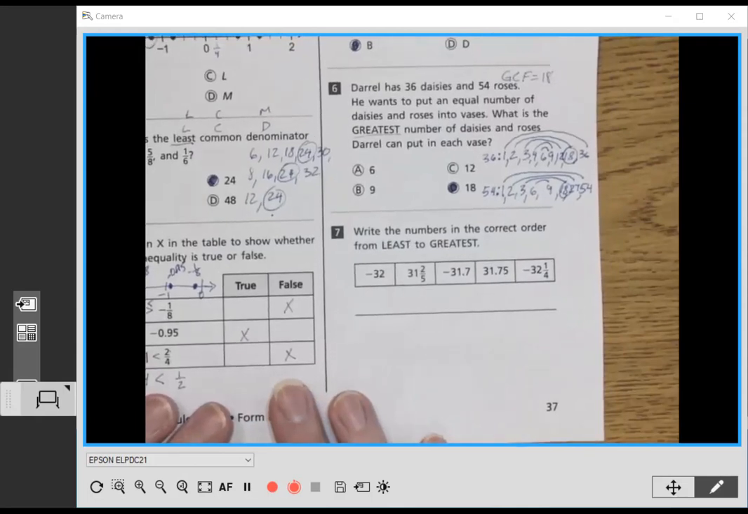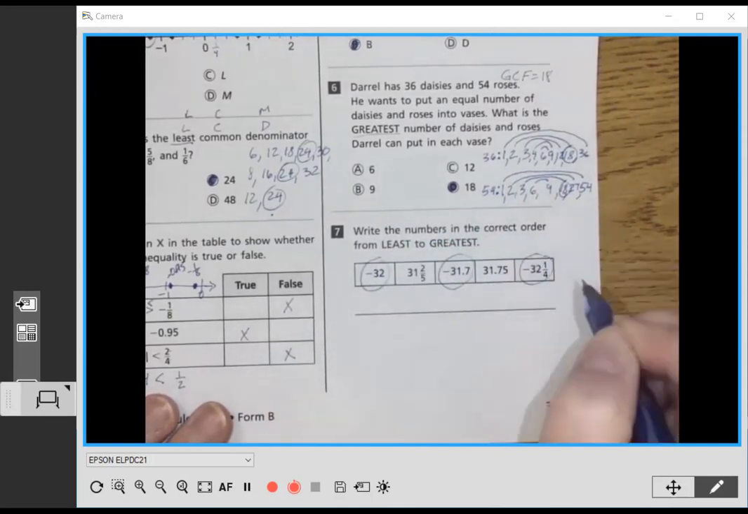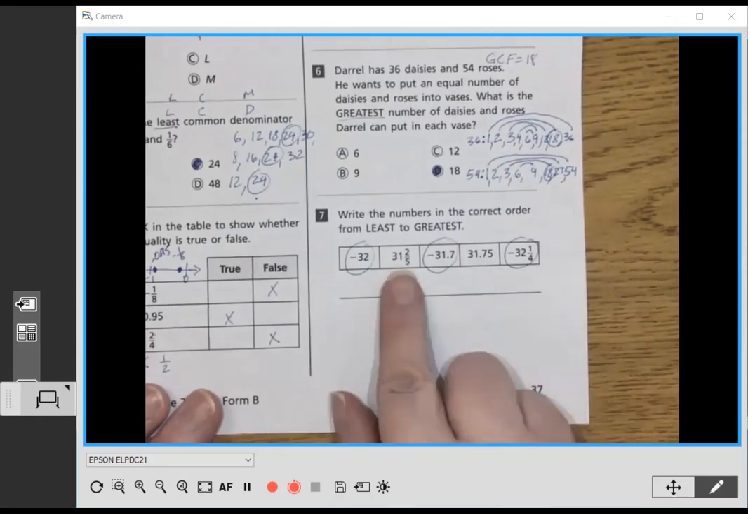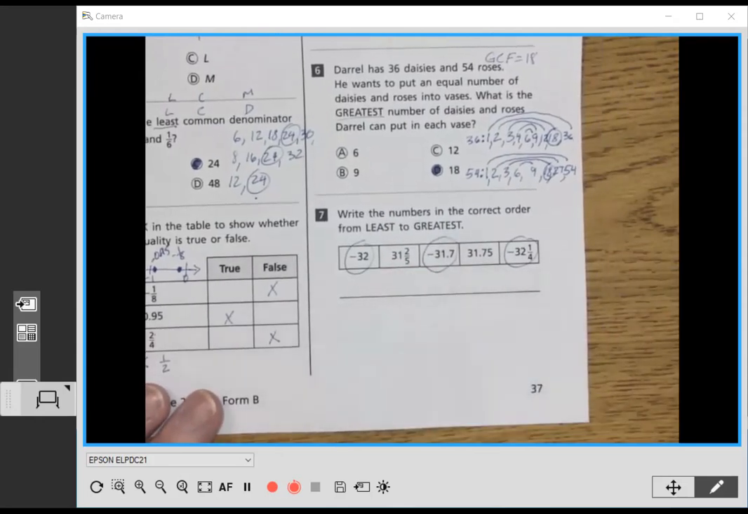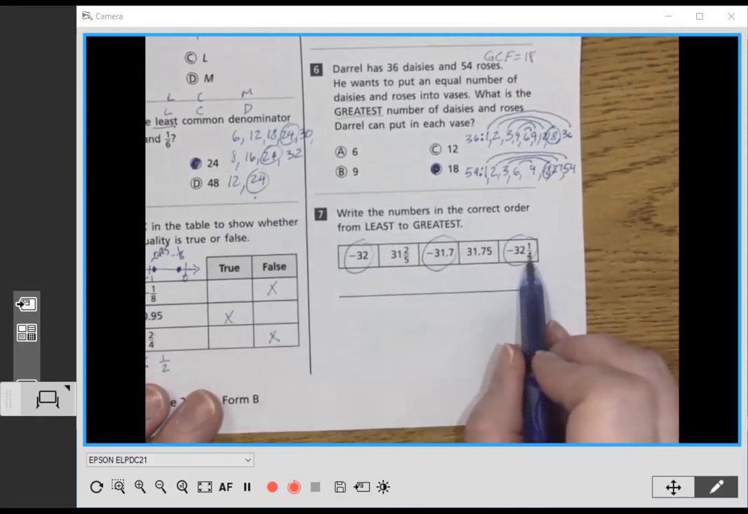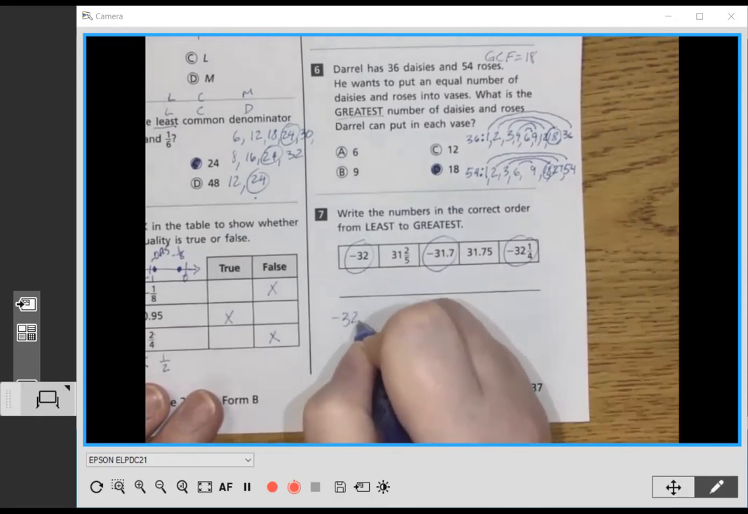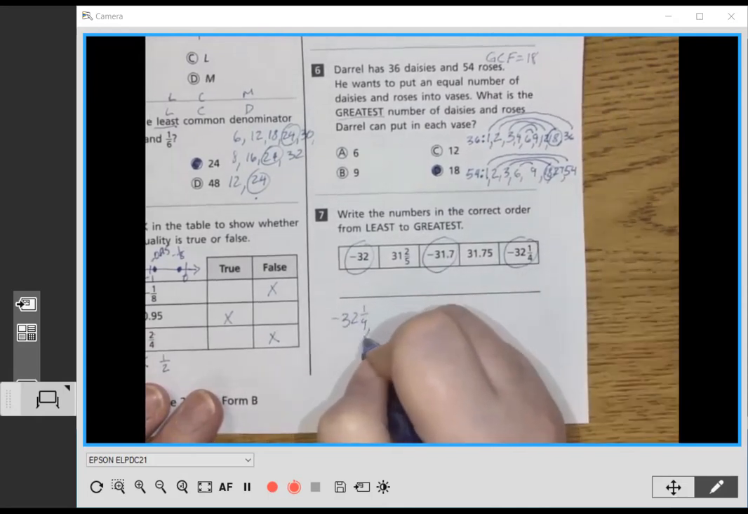Number 7, write the numbers in the correct order from least to greatest. So I know I'm working with least to greatest, so I'm going to start with all my negative numbers because I know they'll be smaller than my positive numbers. So we'll come to these in a moment. Least to greatest. So this is negative 32 1/4. So that's farther left than negative 32. So negative 32 1/4 is the least.